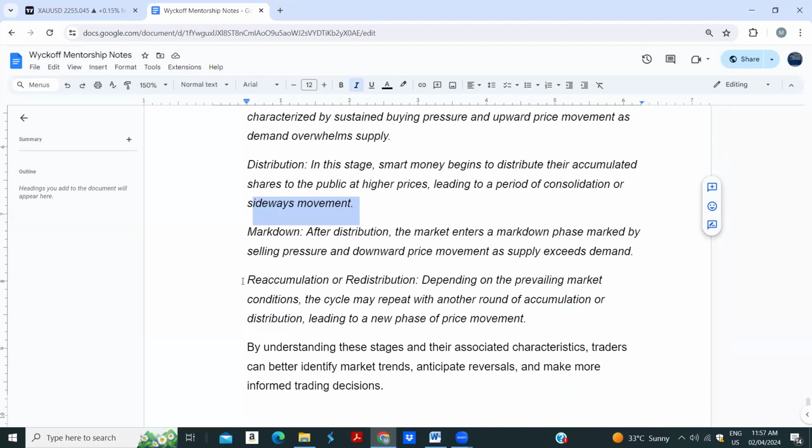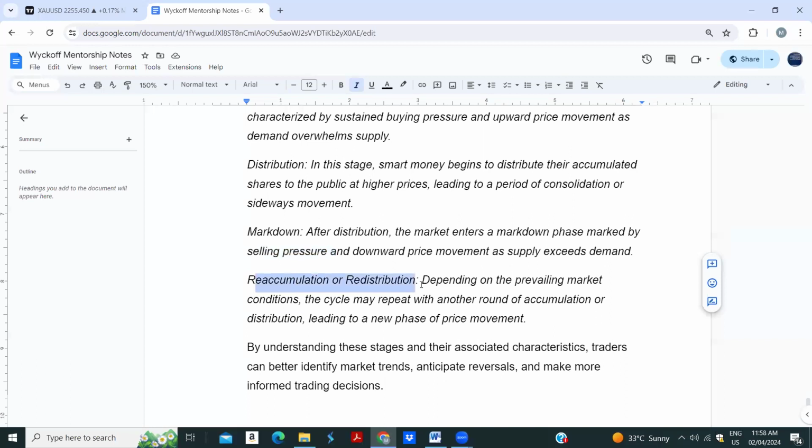Then we have the fourth stage, which is the markdown. After distribution, the market enters a markdown phase marked by selling pressure. During the markdown, the selling pressure increases and the supply exceeds the demand, so the price moves downward.